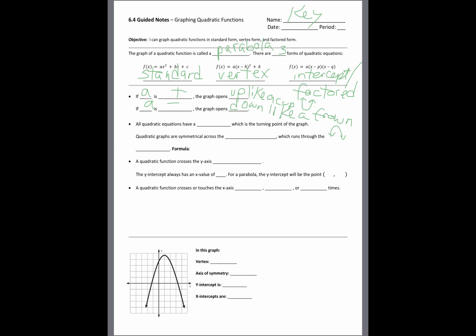Okay, all quadratic equations have a vertex, which is the turning point of the graph. Quadratic graphs are symmetrical across the axis of symmetry, or AOS, which runs through the vertex.